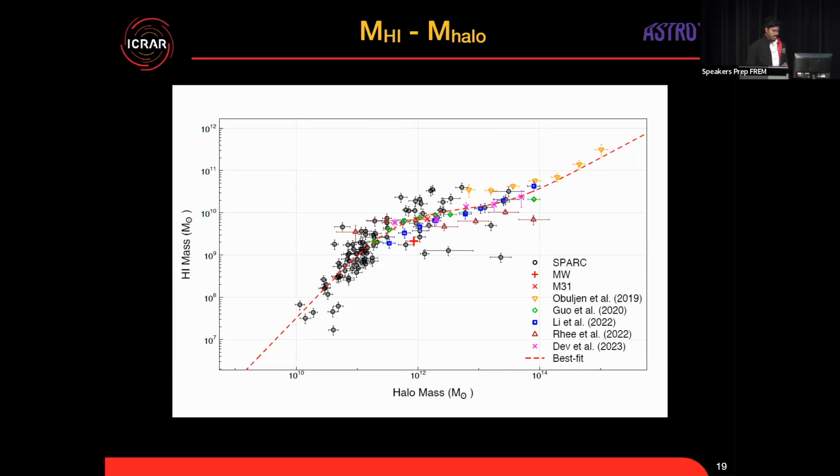Again, here is an HI to halo mass relation with most of the data sets above 10 to the 12 showing data for groups. And below 10 to the 12, because we don't have particular detections, I've used the SPARC dataset, which are isolated galaxies for which we have very good rotation curves, and hence we can measure the halo mass.